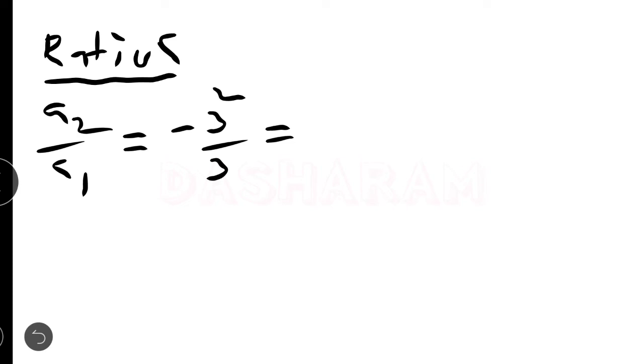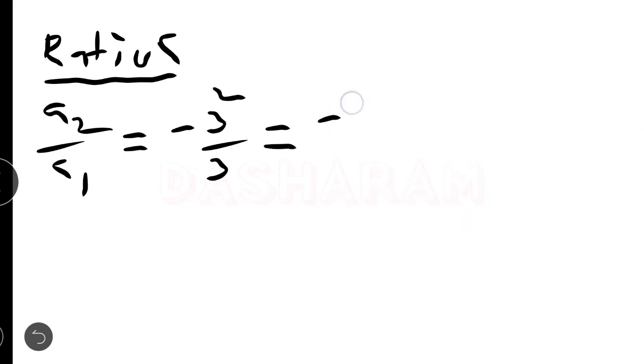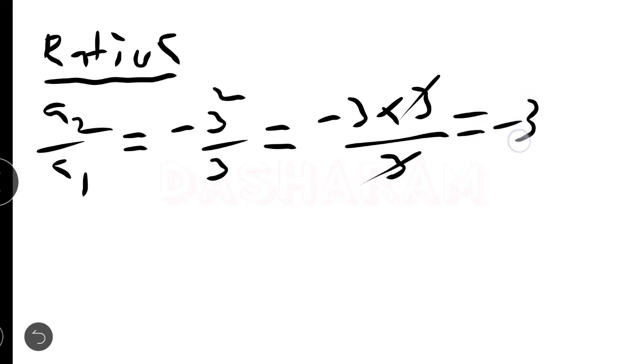So observe carefully. Here, for example, he gave it like this. What is the meaning of that? Minus 3 into minus 3? No, because the square is for 3 only, that is why it is minus 3 into 3. Okay. See here, minus 3 into 3 divided by 3. Here 3 cancels. So what is the answer? Minus 3.